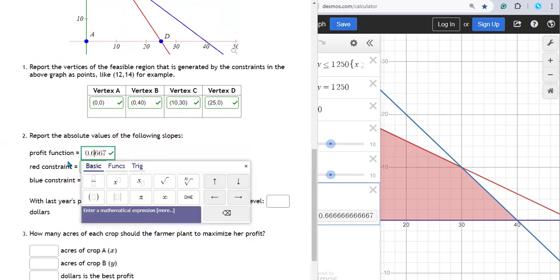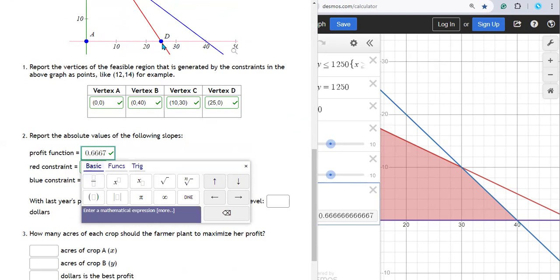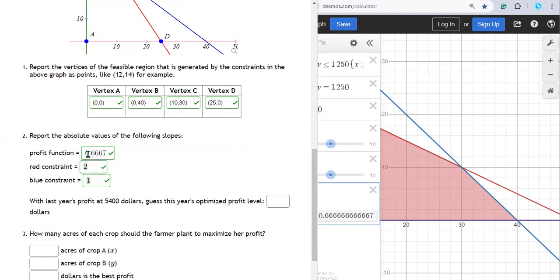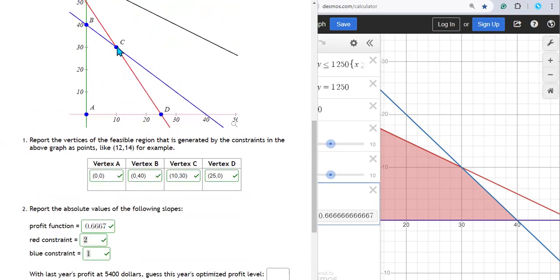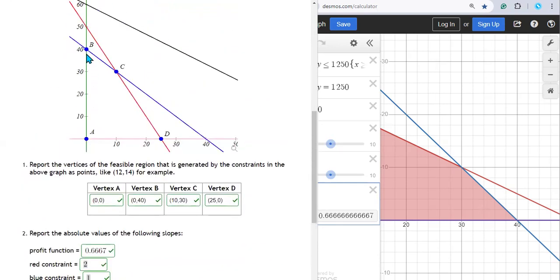When this slope is bigger than both those slopes, the optimal solution is going to be point D because the profit function is going to be really steep, right? So the linear programming model looks at this and compares it to these two. If this slope is bigger than those two, D is the optimal solution. If this slope is in between these two, point C is the optimal solution. If this slope is smaller than these two, then point B is the optimal solution.